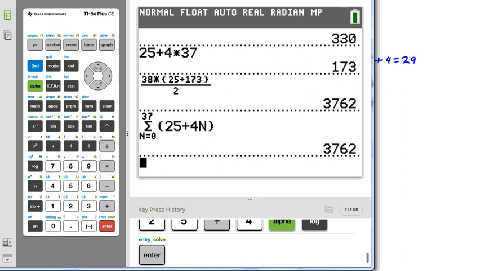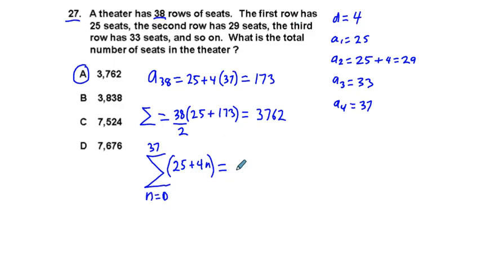So there are different ways of doing this that will get you a correct answer. I know some of you are going to just insist on adding these up one at a time, which will take longer, but you'll get a correct answer.